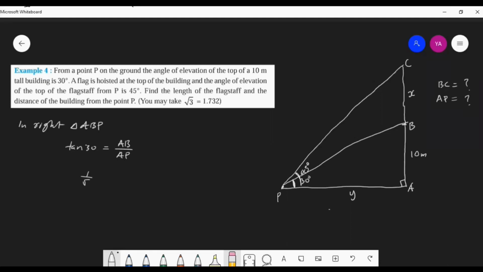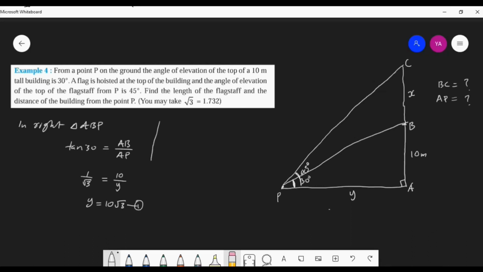1 by root 3 is correct. It is equal to AB, which is given as 10 meters, divided by AP, which we have taken as Y. So I put Y here. From this, what will be Y? Y is equal to 10 root 3. You can call this equation number 1.